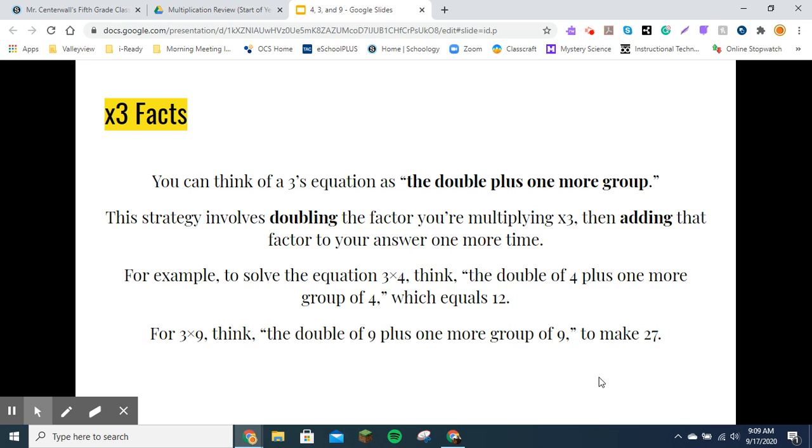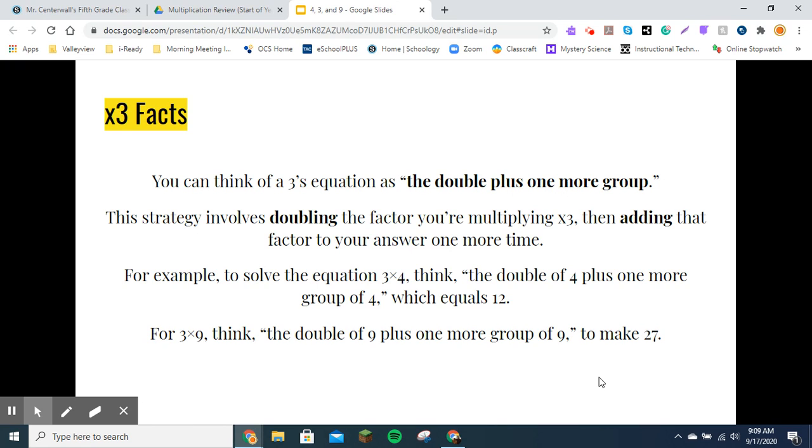The times 3 facts are a little different. This also involves doing the double, but instead of doing a double double like 4, we do a double and then we add one more, or add one more group. So let's look at an example so that makes a little more sense. Let's say you have 3 times 4.